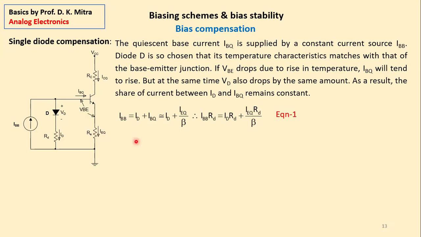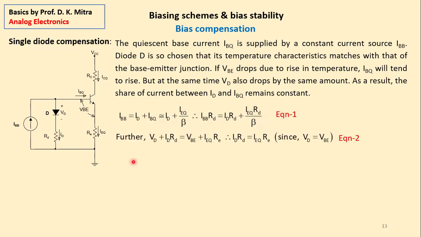Now, if you want the numerical equation, IBB equals ID plus IBQ, right? Which is almost equal to IBQ, we take as IEQ by beta, right? So, therefore, we multiply both sides by RD, this resistance. IBB RD is equal to ID RD plus IEQ RD by beta. This is equation 1.